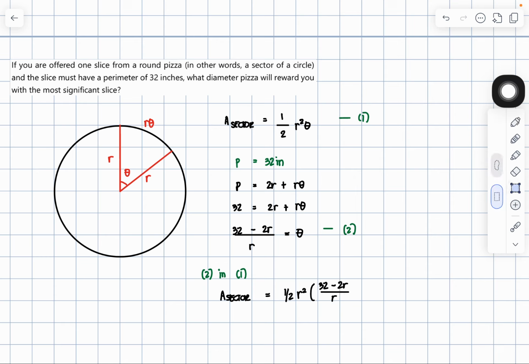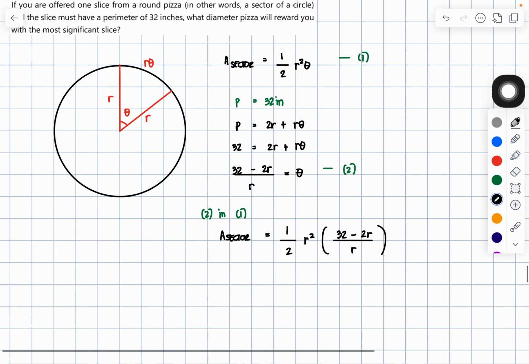I think pagandahin natin. So, you have 1/2 r squared multiplied by 32 minus 2r divided by r. Before we apply derivative here, let's try to simplify this as much as we can. Ang first na mangyayari dito, magka-cancel yung r. So, may matitirang isang r na lang. And then you distribute r here.